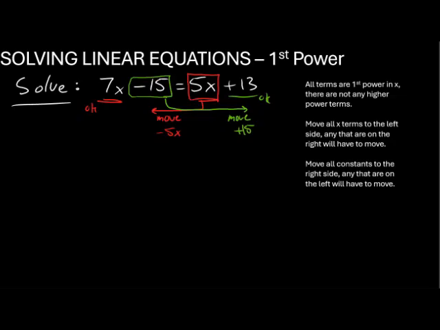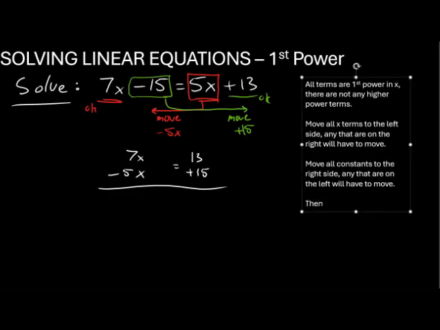So now on our left side we have 7x minus 5x. On the right side we now have 13 plus 15. Now we will combine our terms. On the left, 7x minus 5x gives us 2x. On the right, 13 plus 15 equals 28.